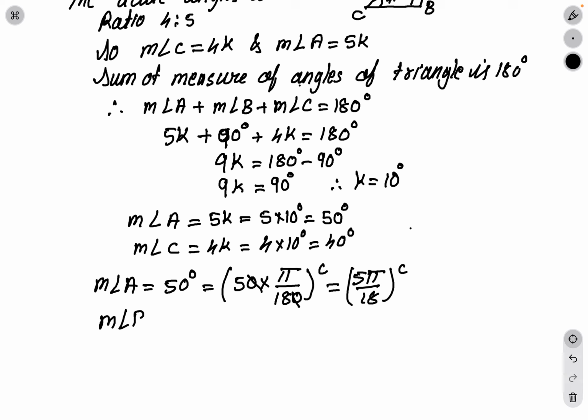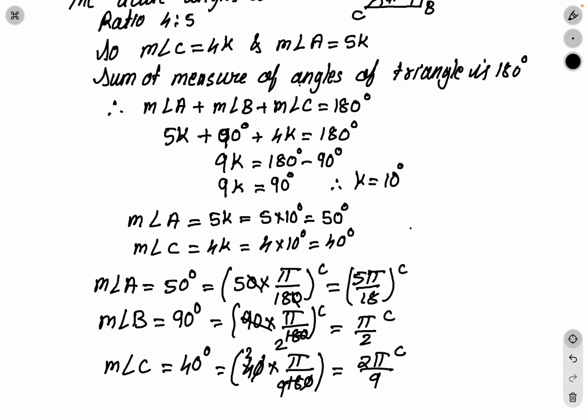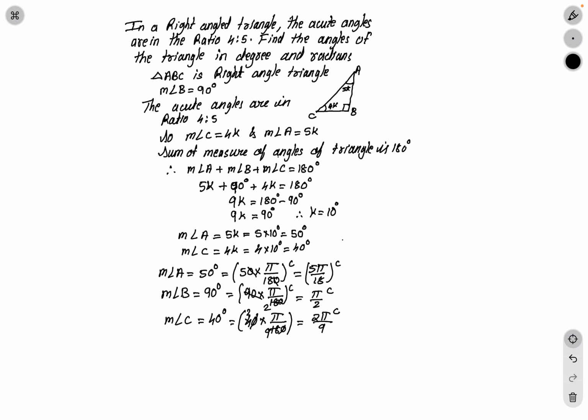Measure angle B is equal to 90 डिग्रीज। तो ये आएगा 90 into pi/180 रेडियंस। तो ये बन गया पाई/2 रेडियंस। मेजर एंगल सी इज इक्वल टू 40 डिग्रीज। तो 40 into pi/180, तो कैंसिल हो गया। 2 2 4, 2 9 18। So this will become 2 pi/9 radians.